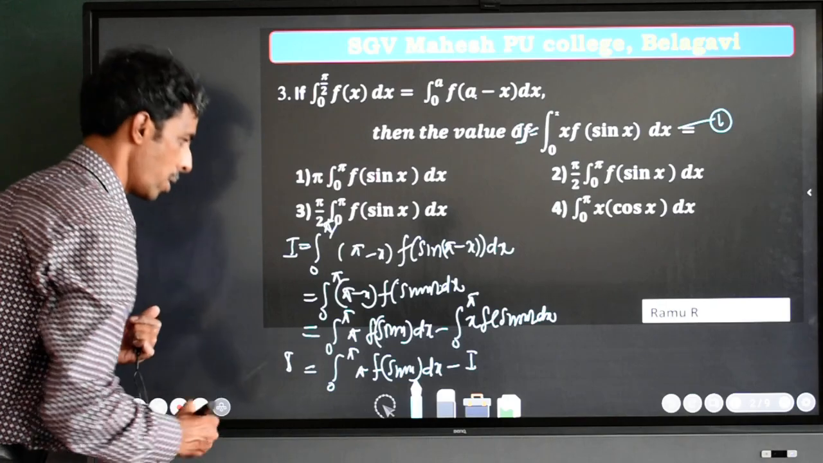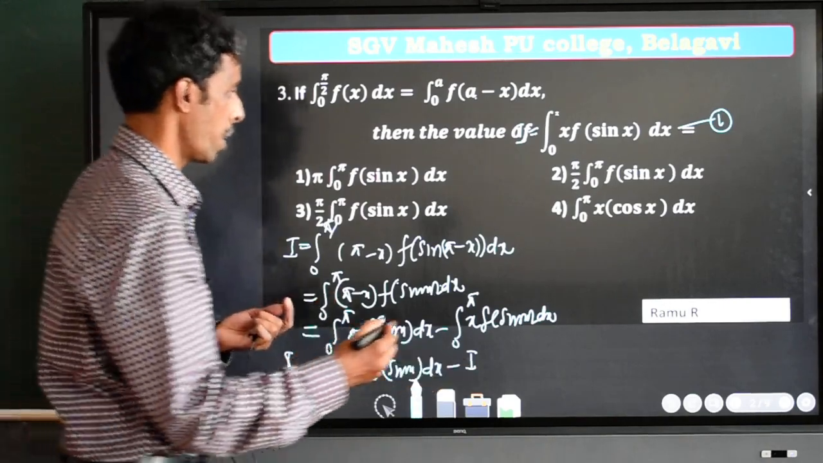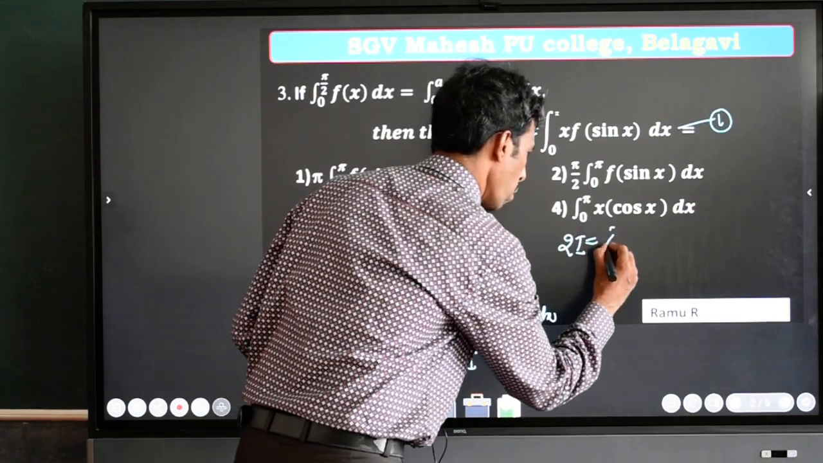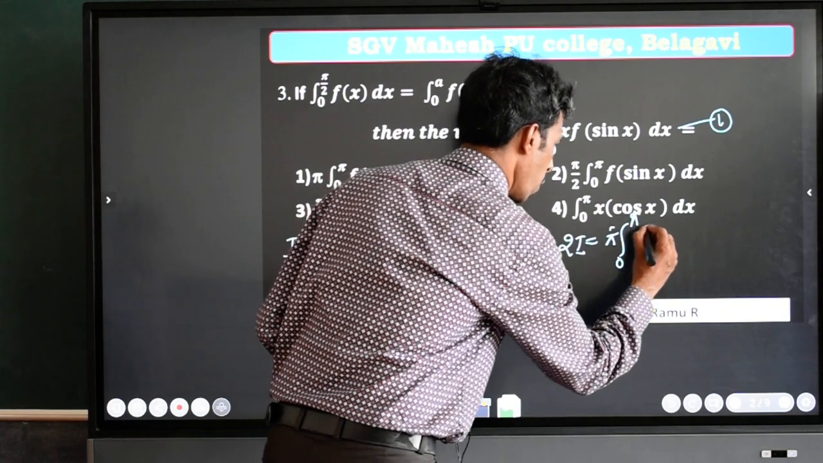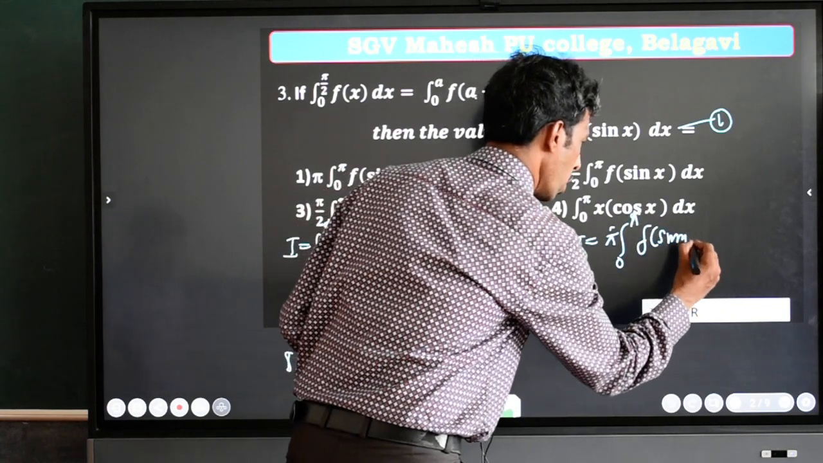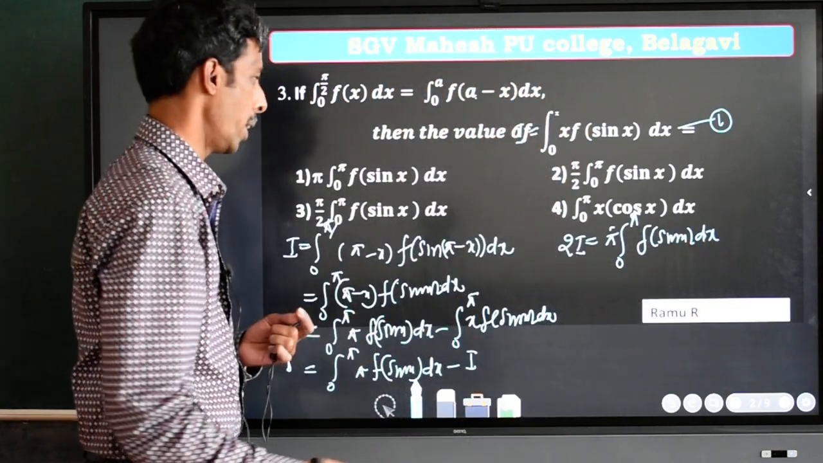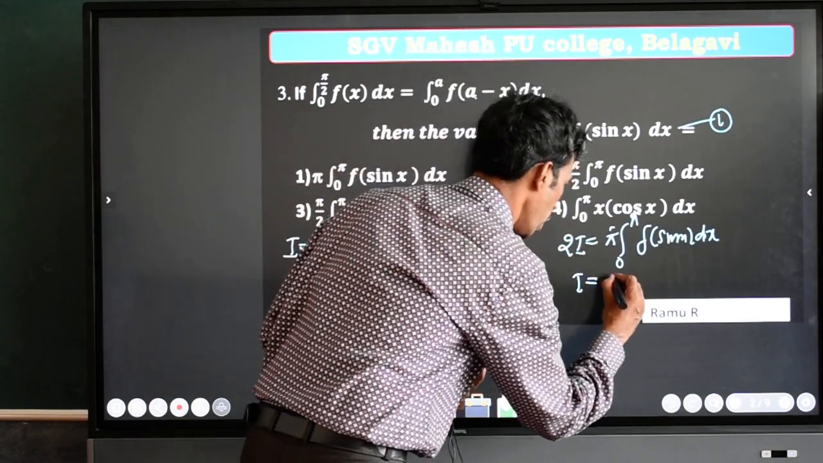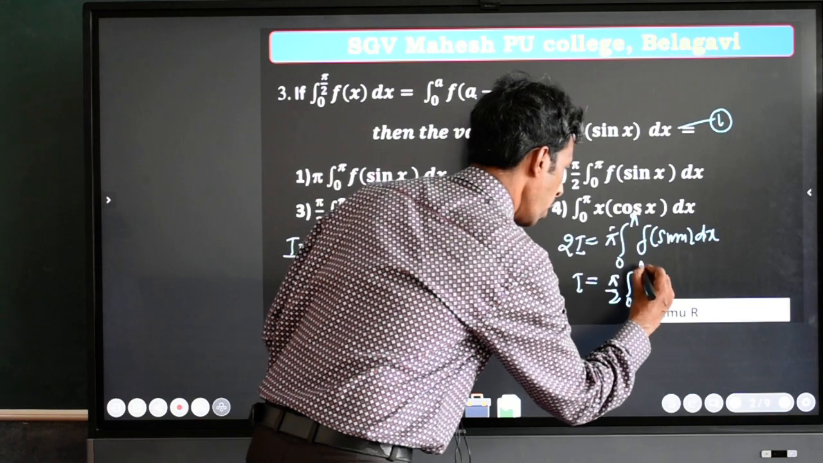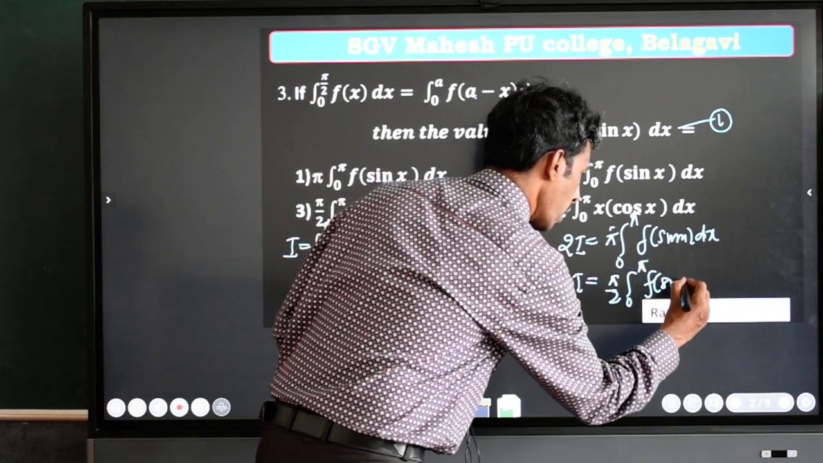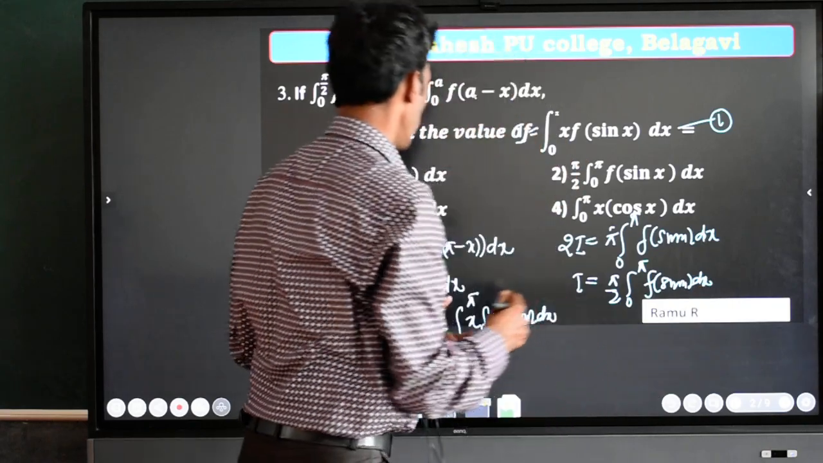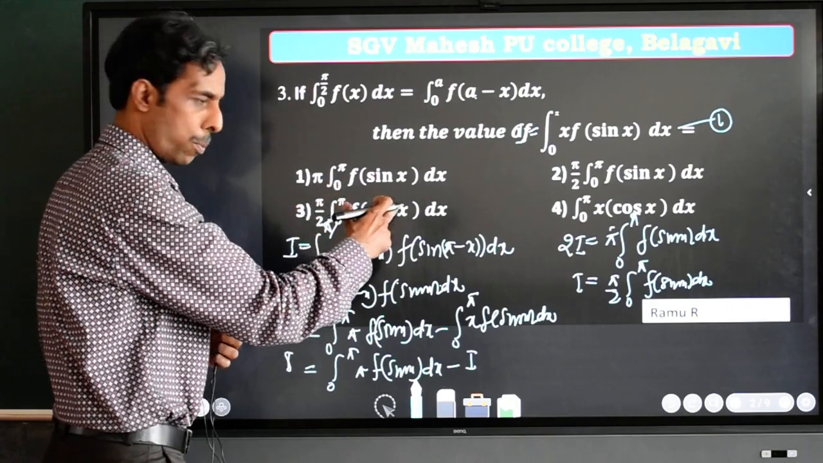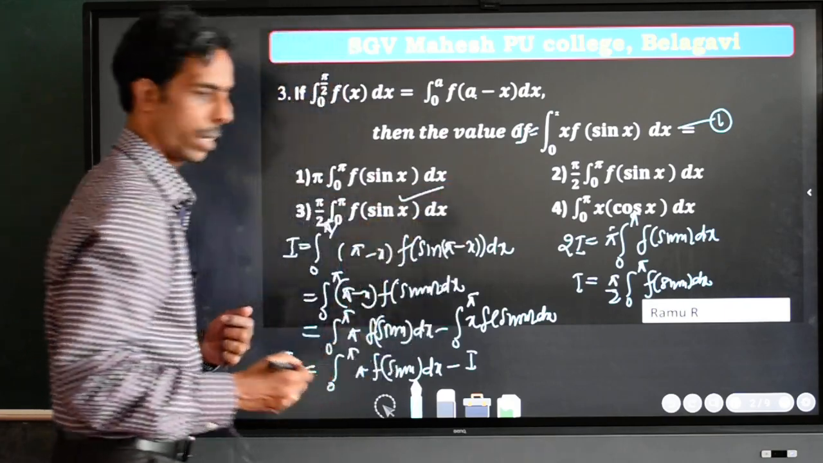So before this I is there, this minus I after taking to the left hand side, it will be 1I plus 1I, it will be how much? It is 2I. 2I equals pi times the integral from 0 to pi of f of sin x dx, it will be remaining. Next, when this 2 is taken to the right hand side, it will be pi divided by 2, the integral from 0 to pi of f of sin x dx. So among all the options, pi by 2 times the integral of 0 to pi f of sin x dx, option third one is the correct answer.